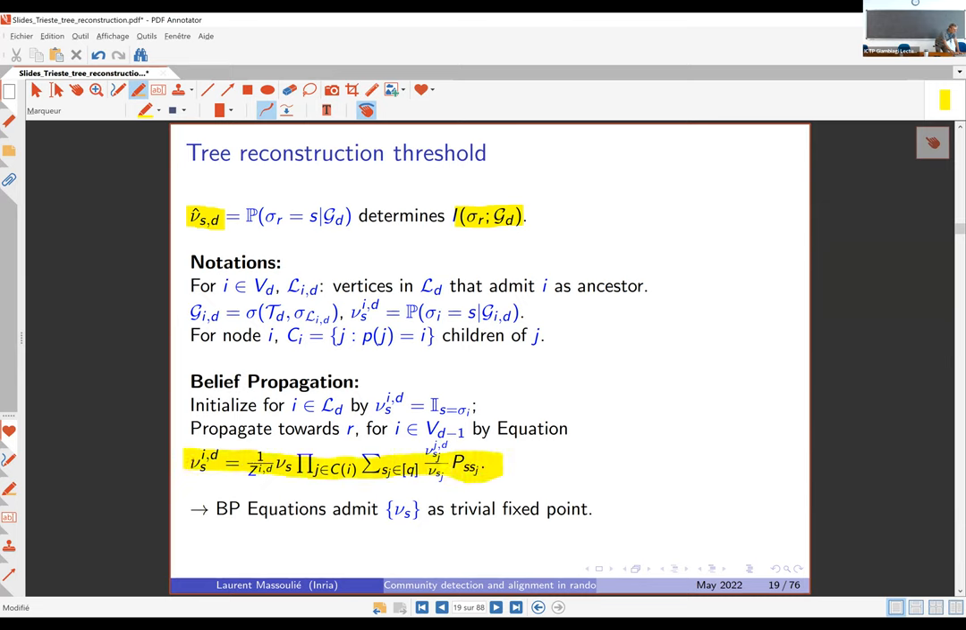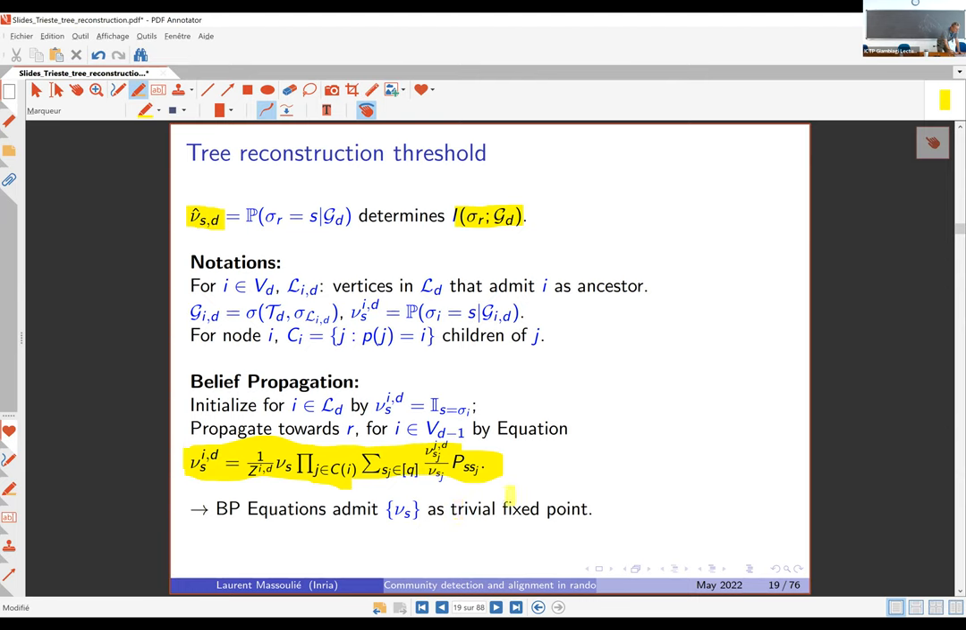And so you can figure out for yourself that because of these conditional independence properties, the conditional distribution of the spin of node i, given its descendants within layer D, so maybe a picture is in order here. So I have the root R here, I have i here, and then I have the sigma j for j in D. And so these are those descendants that I condition on, all right? And I can compute recursively those quantities using this belief propagation equation here.